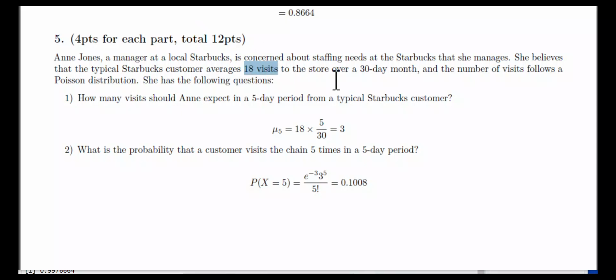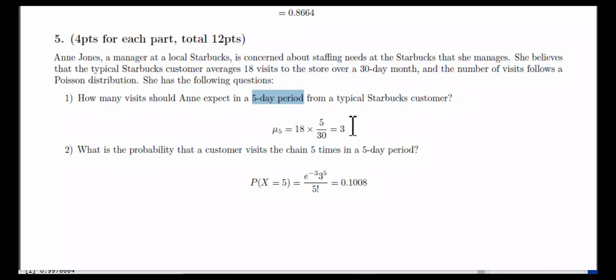18 visits over a 30-day month. And then we split the 30-day month into 6 5-day periods. Then each period will get this average visits as 3. How do we get 3? Because think about it, 5 out of 30 is 1 out of 6, right? And then use 18 times 1 over 6. That's how we get 3.